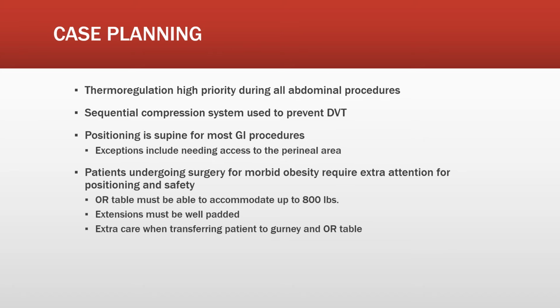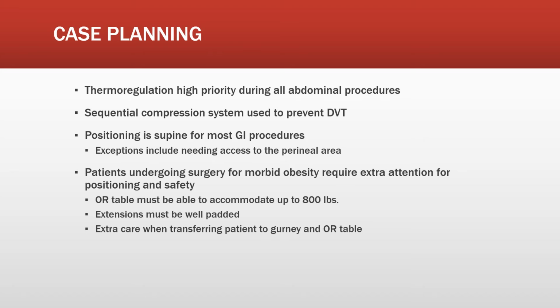All right, case planning for these. Thermal regulation in GI and abdominal surgery is a very high priority. Okay, we have got these abdominal cavities open to the surgical environment, which we all know is very cold. It is often a large area that we have prepped and draped and exposed. So these patients get very cold, and they get very cold very quickly. So thermal regulation is a very high priority for us.